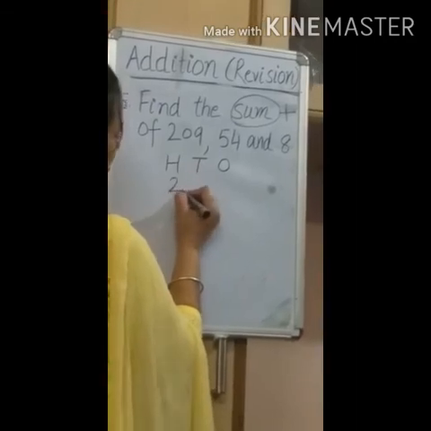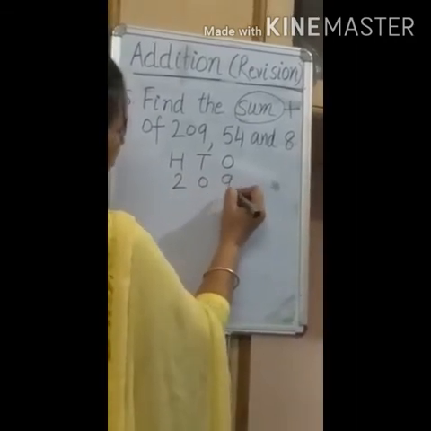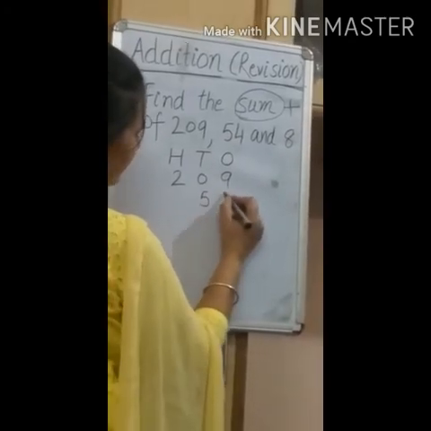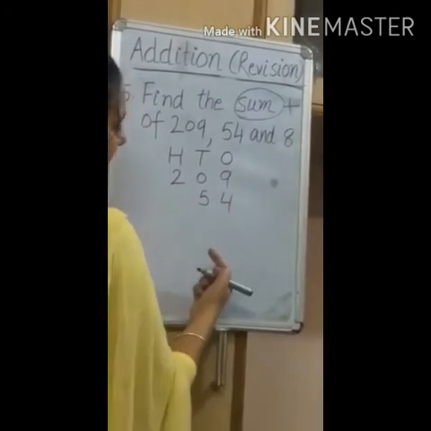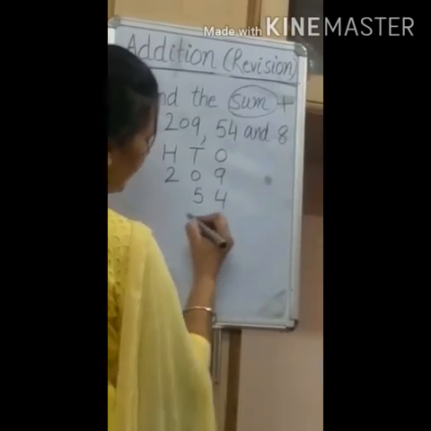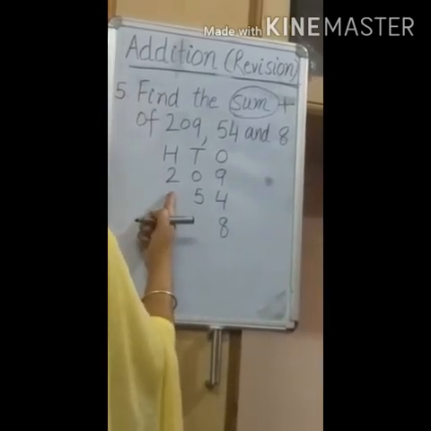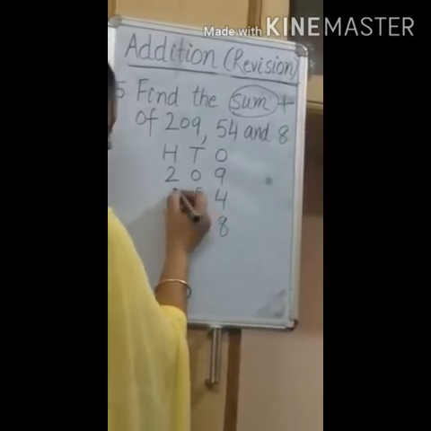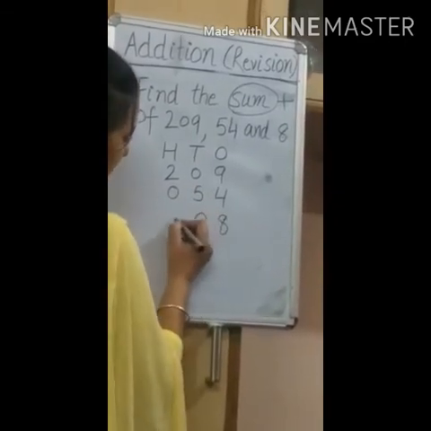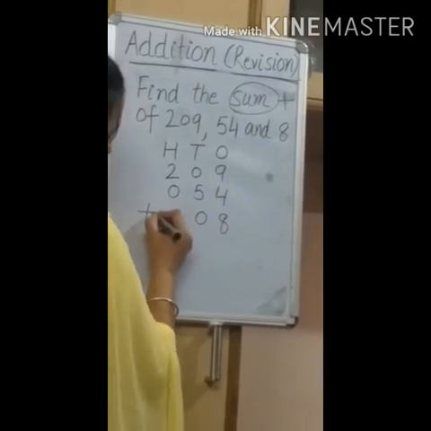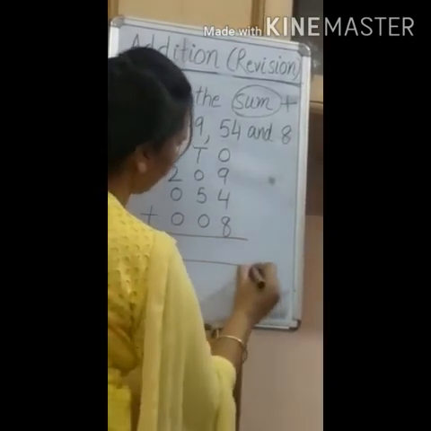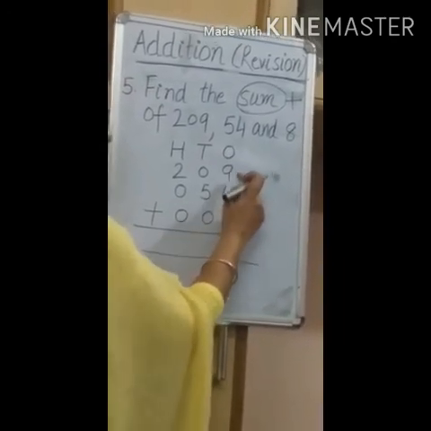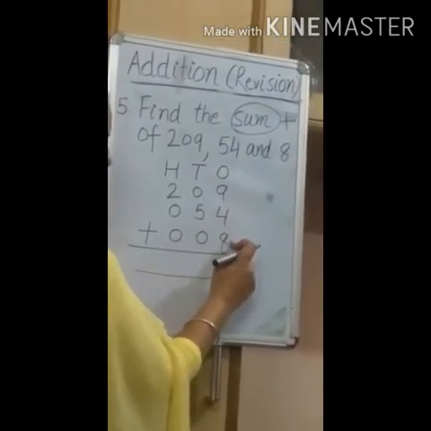So 209, and now next is 54, 5 tens, 4 ones. The next one is 8 ones only, so we will put 8 ones here. We have no digit here, no digit here and no digit here. We can put 0 here, 0 here and 0 here to make the addition easier. Now we will add all these ones digits, 9 ones, 4 ones and 8 ones.